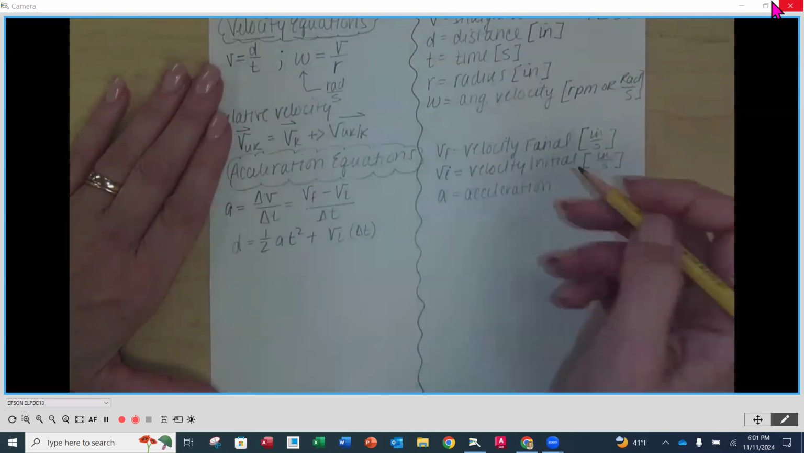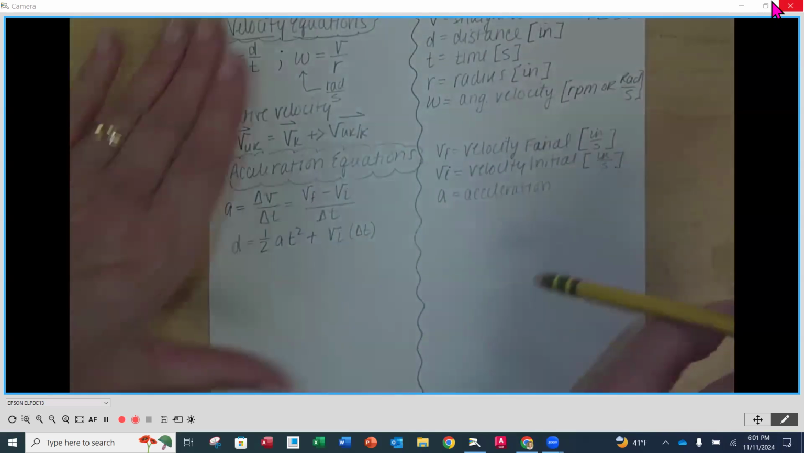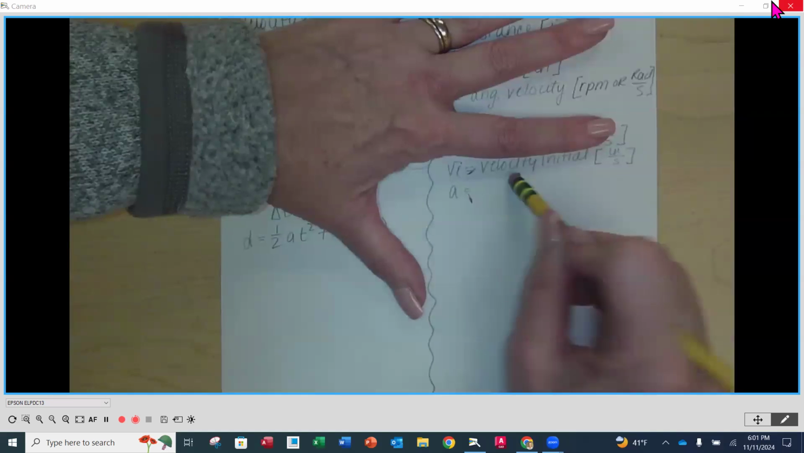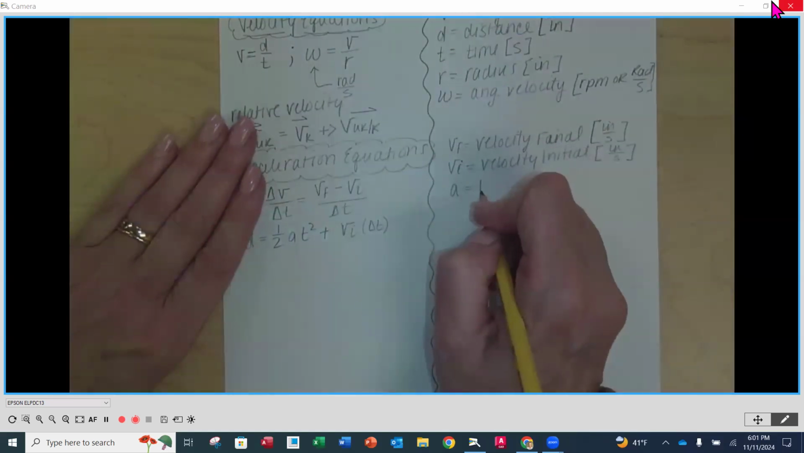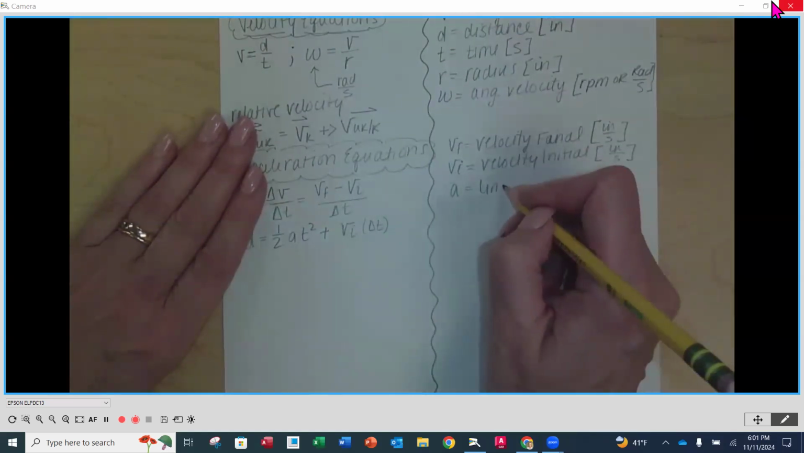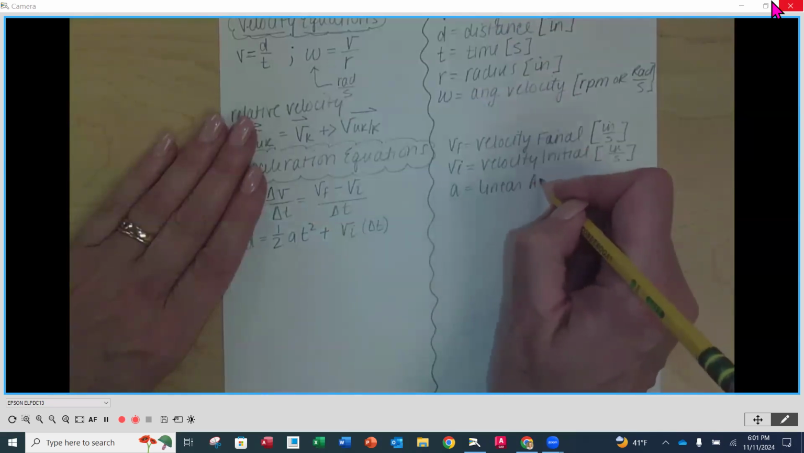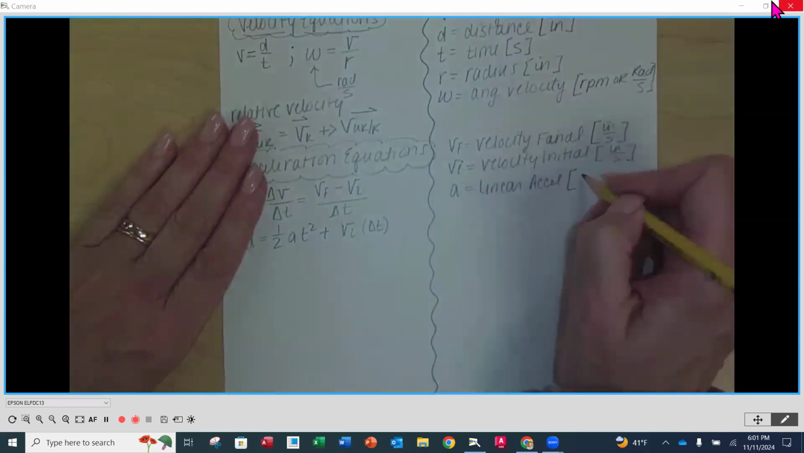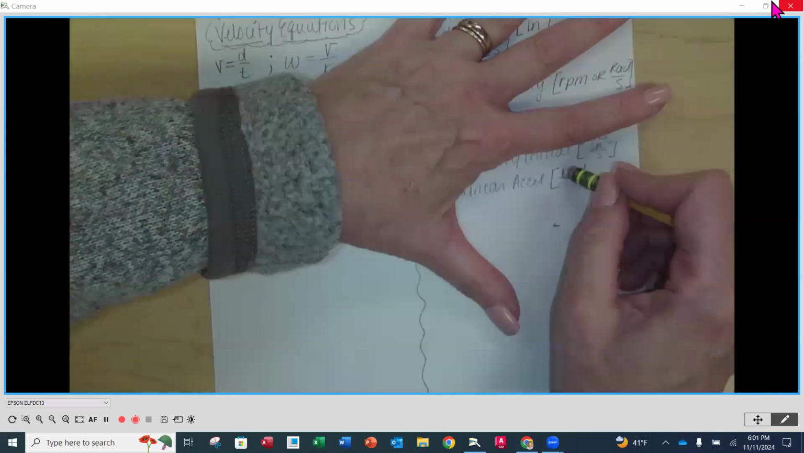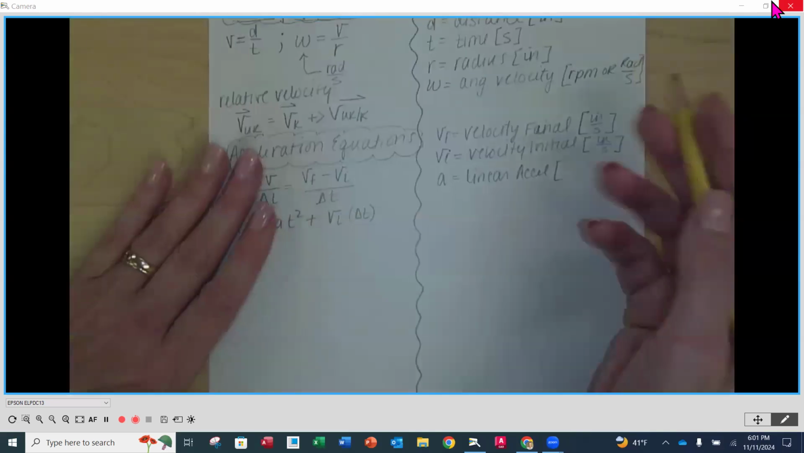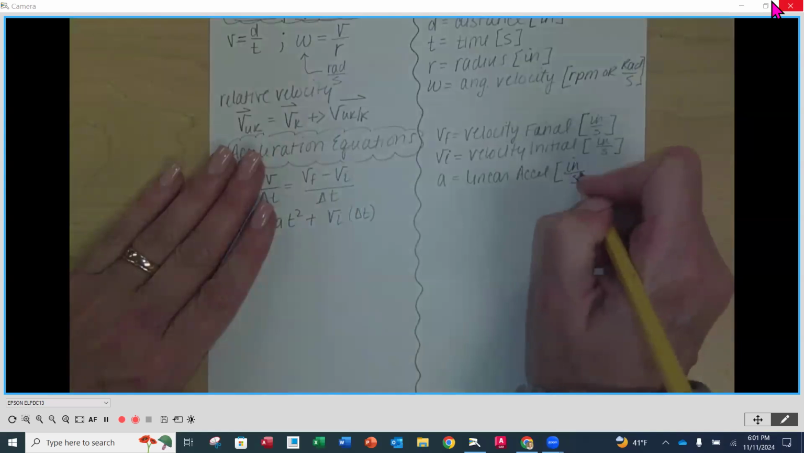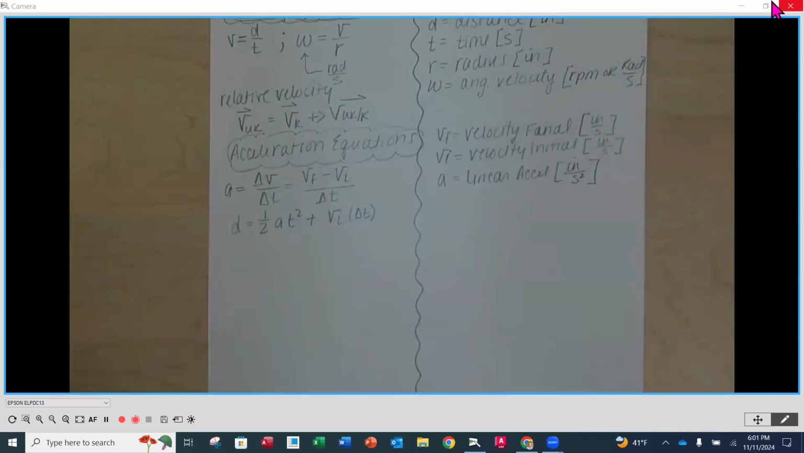And you could say linear, right? Probably a good idea to actually put linear in there. I'm actually going to do that. Linear acceleration, because we don't want to confuse it with the angular acceleration. So linear acceleration, and units for that are going to be inches per second squared, if we're sticking with the inches per second for velocities.